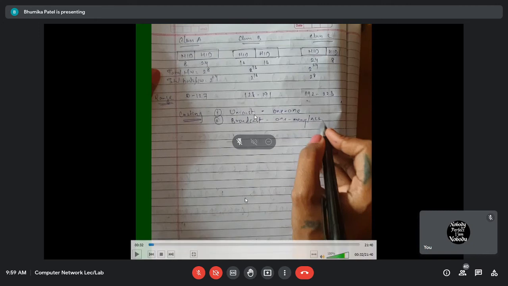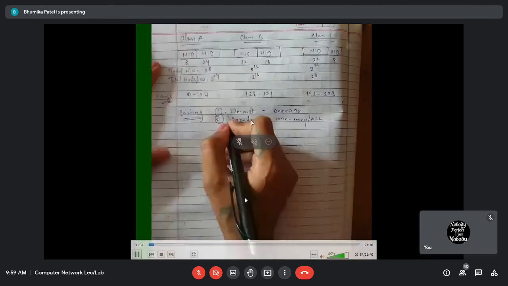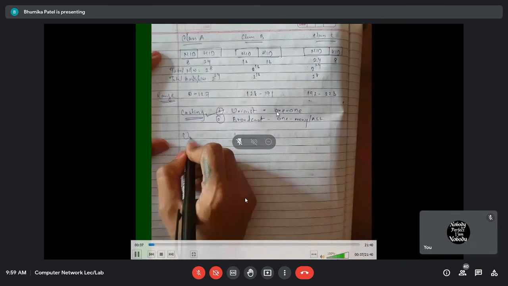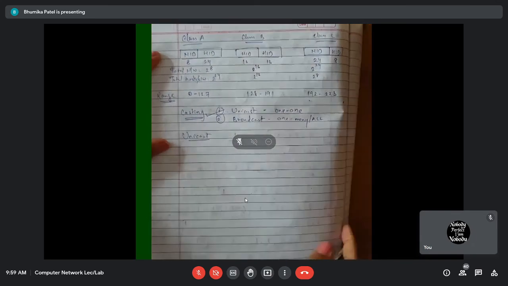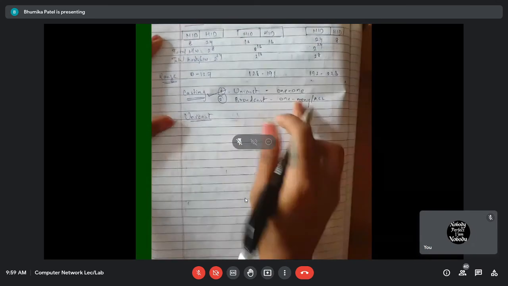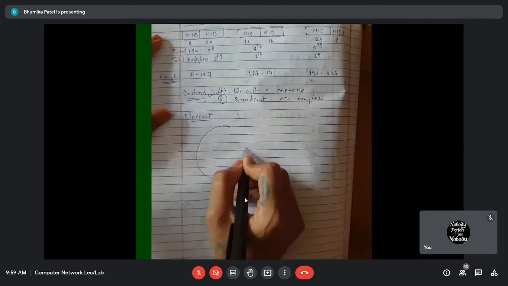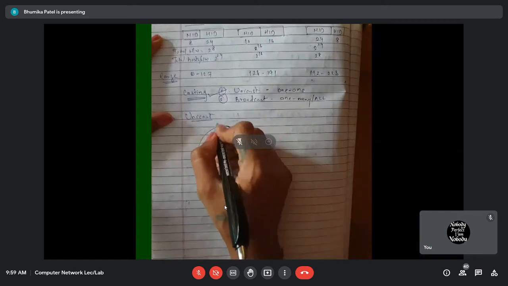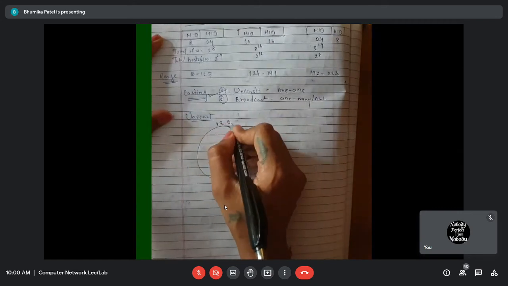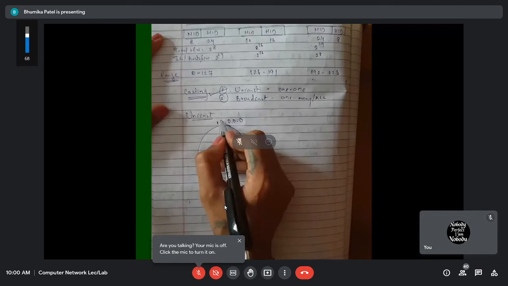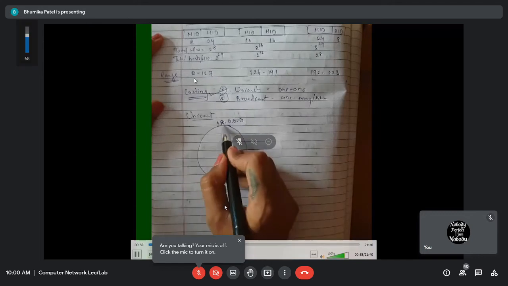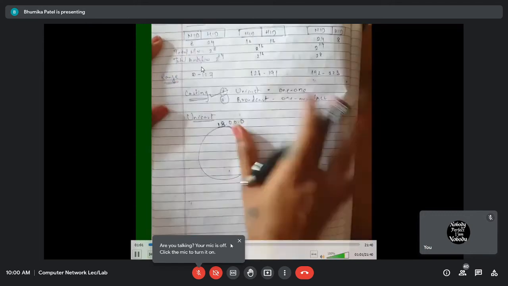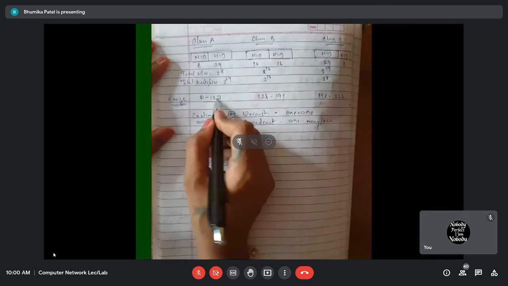Okay, so that is called broadcasting. Now let's see first of all how unicast is operated. For example, I'm having this network. Suppose I'm taking a class A network, for example 18.0.0.0. So 18 belongs to the range 0 to 127, so we can say it is a class A network.